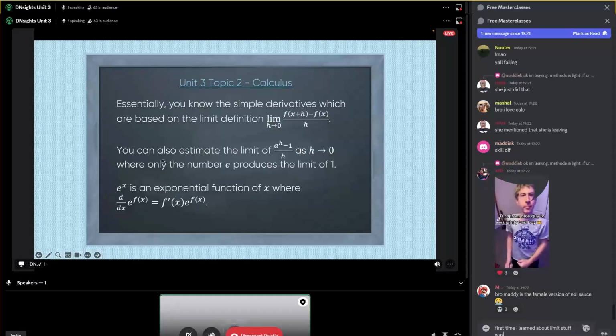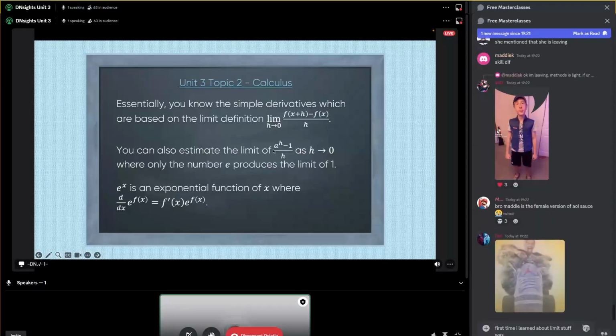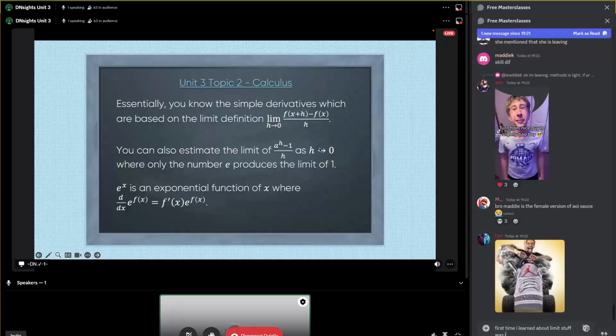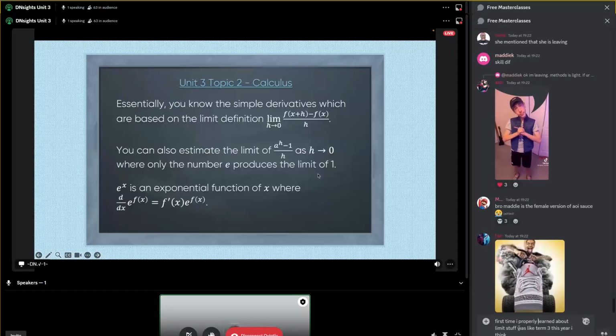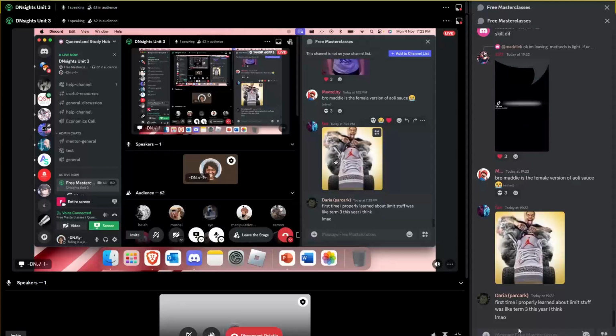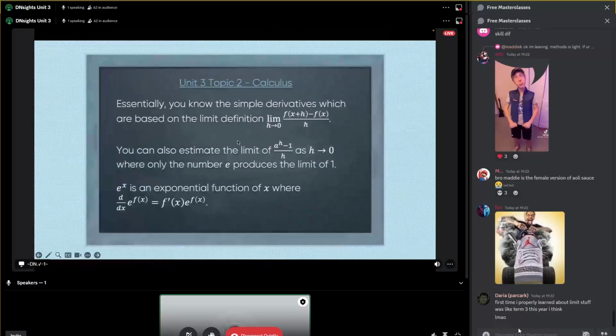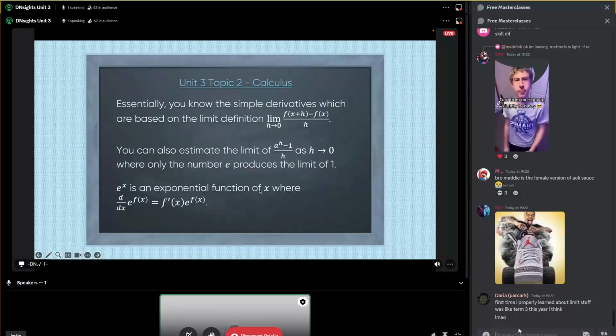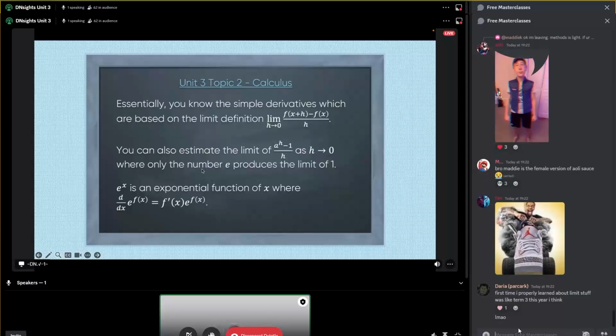And then there's also another limit you need to know, which is a to the h minus 1 over h as h approaches 0, which approaches some asymptote on the graph that never has a solution at x is 0. And only the number e produces the limit of 1. This is something they could ask you as multiple choice. Okay, limit stuff is a bit confusing, but it could be multiple choice. It was last year, probably will come up again. Perhaps they ask which produces the limit of 1. It's the number e, because e to 0 is 1.